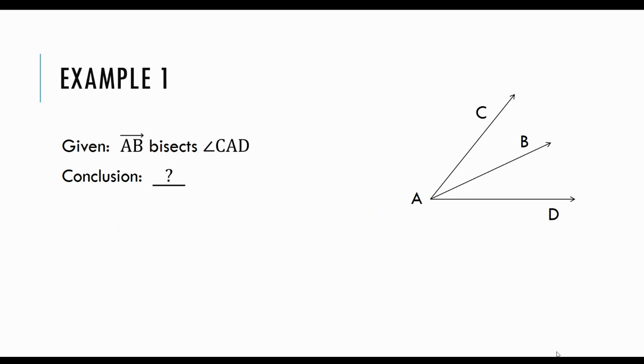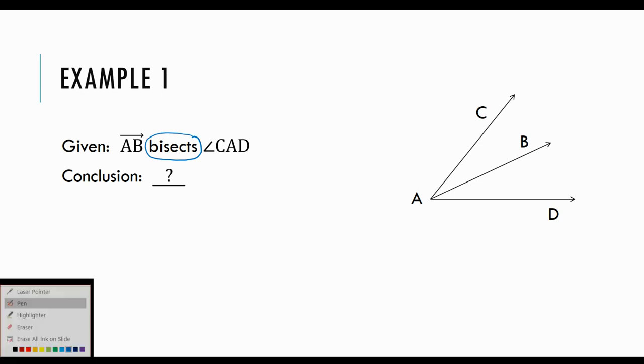All right, so let's take a look at this first example. Having a picture here is going to be important. We can go ahead and mark things up once we know what our vocab word is. So if we are given that ray AB bisects angle CAD, hopefully we're okay with understanding that our vocab word is bisect. So we have to think back to what it means to bisect. Well, to bisect means that we're going to divide into two congruent pieces.